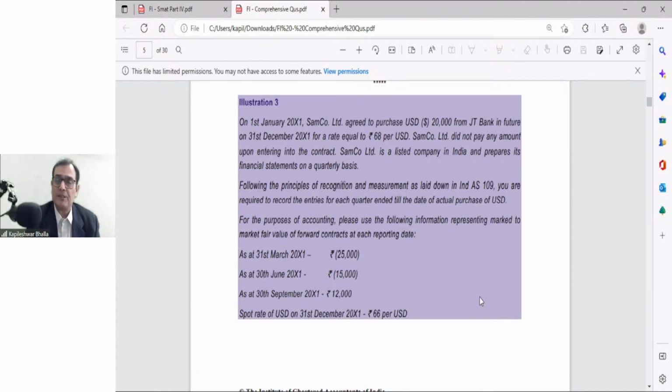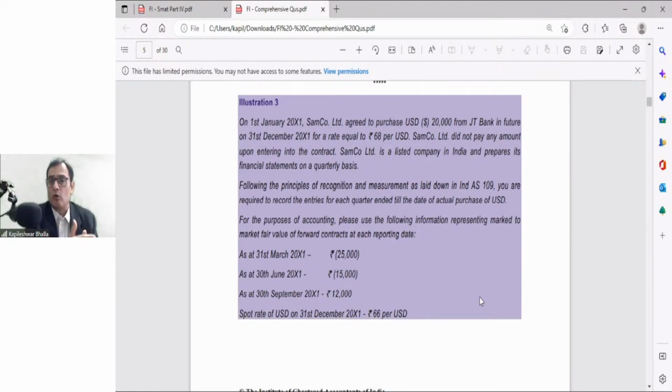Then it says Sam is a listed company and prepares the financial statements on a quarterly basis. So from 1st January X1, I would be making my financials for the quarter ending 31st March. And if you're following the financial year, April to March, that also becomes the annual reporting period. So your accounting will take place on 31st March, which is the balance sheet date.